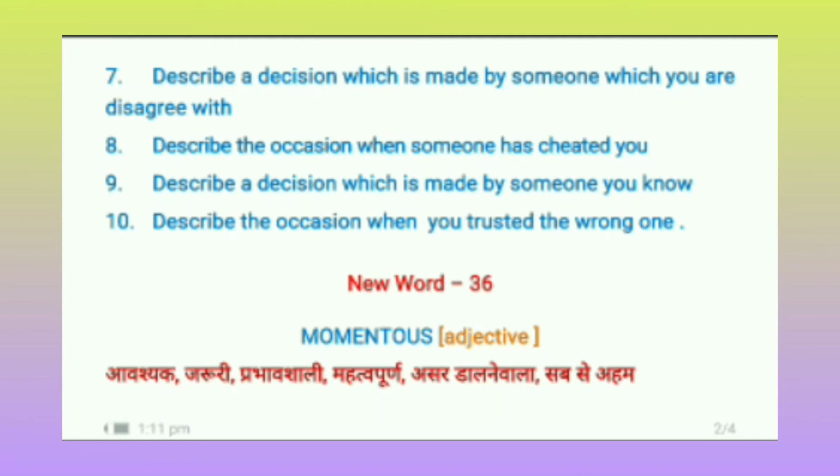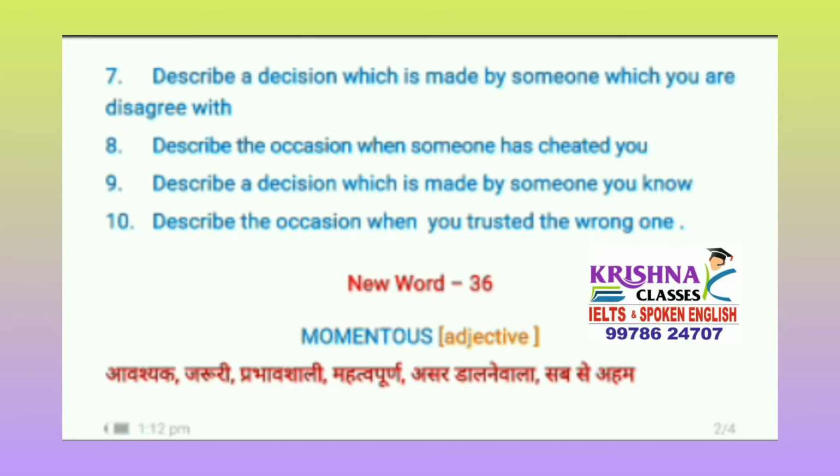Further ones are describe a decision which is made by someone which you disagree with. Describe the occasion when someone has cheated you. Describe a decision which is made by someone you know. And the last one is describe the occasion when you trusted the wrong one. So let's begin our video.